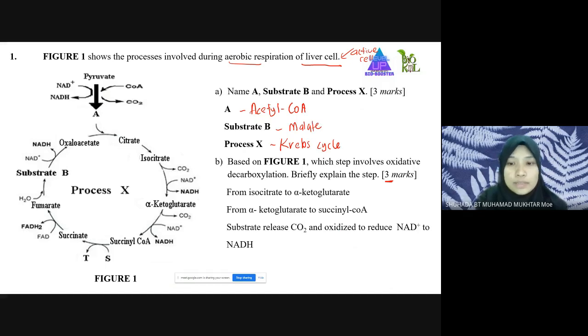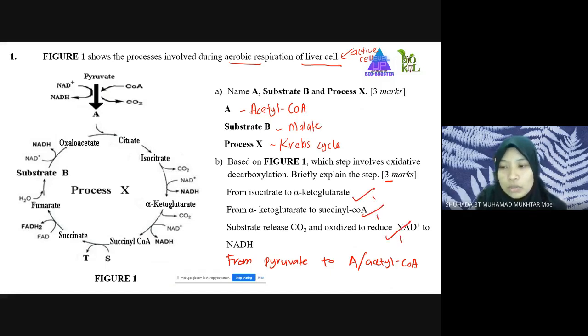Lagi satu step saya tak mention kat sini ya. Awak boleh juga cakap step from pyruvate to A, ataupun acetyl-CoA. Yang tu pun boleh juga jawapan dia. So awak dapat 3 markah kat mana? Yang ni 1, ini 1, yang ni 1, ataupun salah satulah, you mention any 2 of the steps. How to mention it? Jangan mention step 1 ke 2 ke 3. Kena mention dari substrate apa ke substrate apa. Tu cara nak jawab dia.